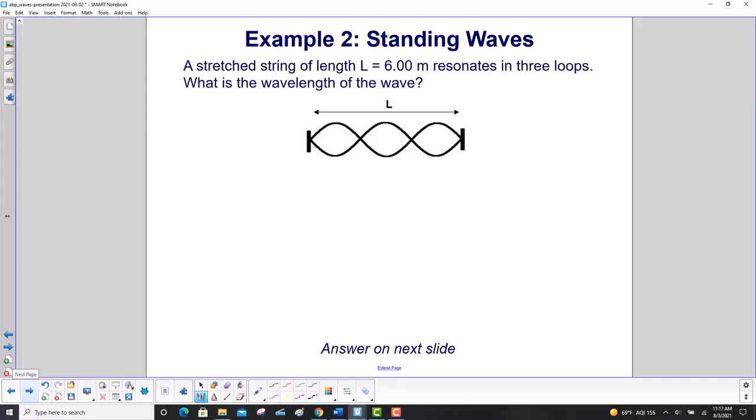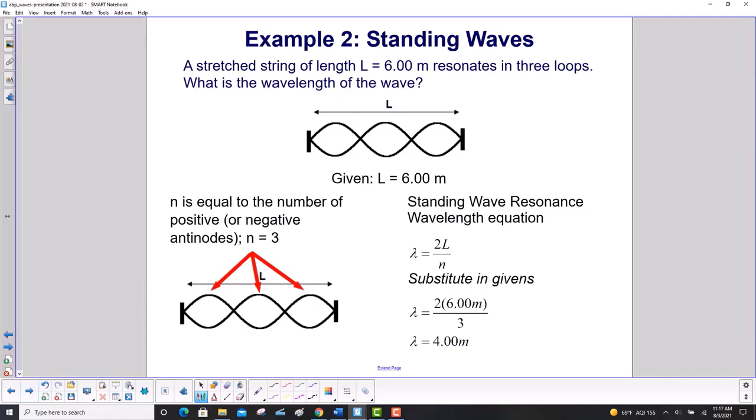A stretched string of length 6 meters resonates in 3 loops. What is the wavelength of the wave? Not a lot given here. We have given the length of the string here is 6 meters. Now what is n equal to? Well, n is equal to the number of positive or negative antinodes. So in this case, 1, 2, 3.